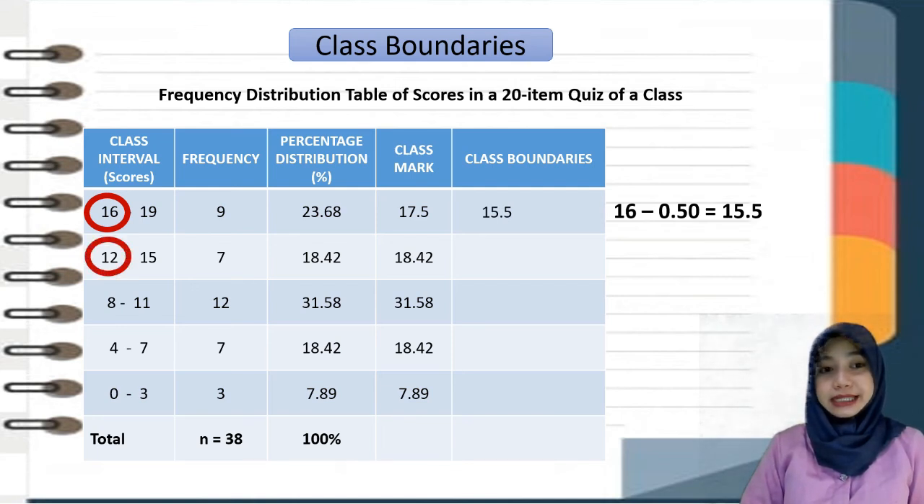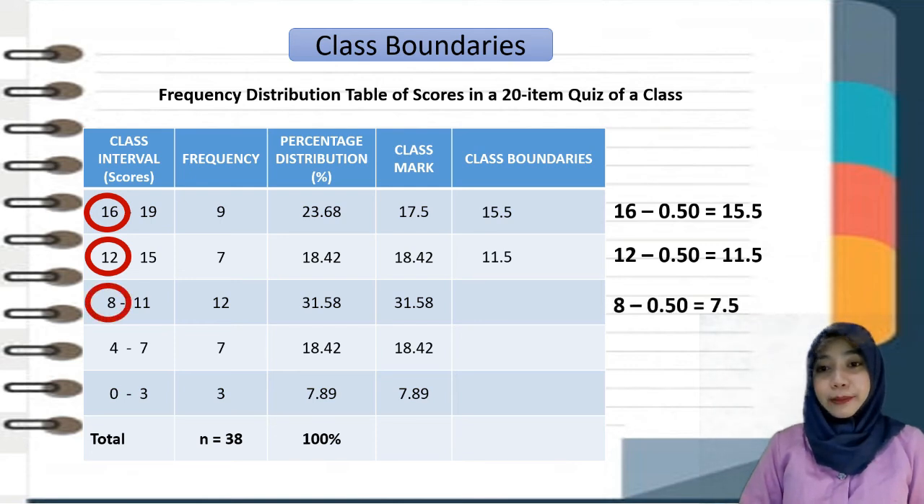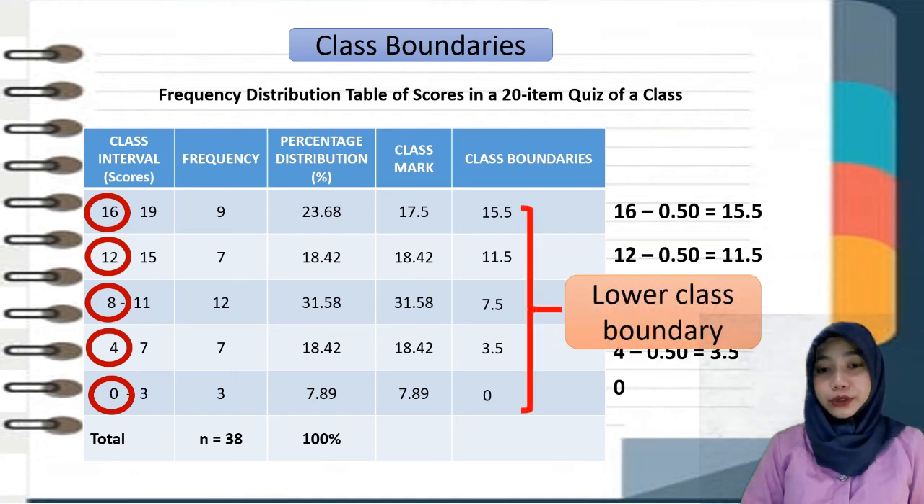Next, we have the lower class limit of 12. So 12 minus the 0.5 is 11.5. So the lower class boundary for this class interval is 11.5. Next, we have 8 minus 0.5, we have 7.5. Next is 4 minus 0.5, that would be 3.5. Next, we have 0. 15.5, 11.5, 7.5, 3.5, and 0 are the lower class boundaries for the class intervals. Since we have the lower class boundary, we also have the upper class boundary.